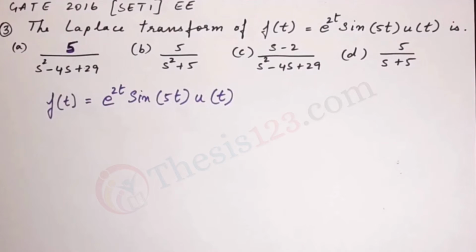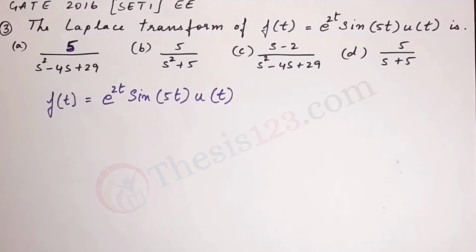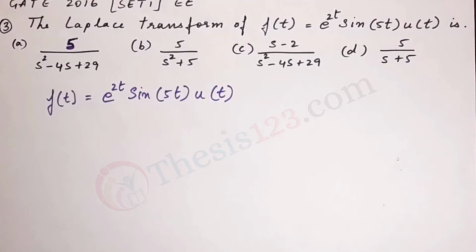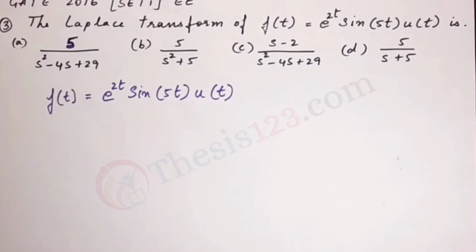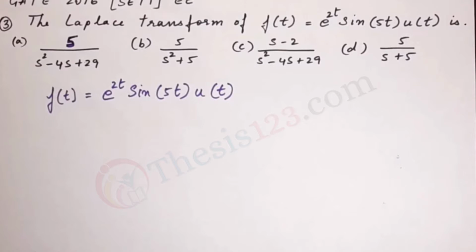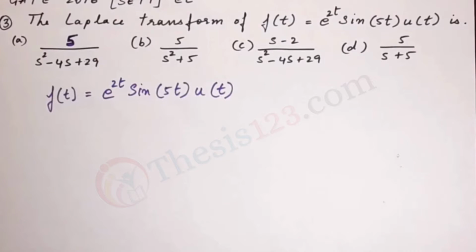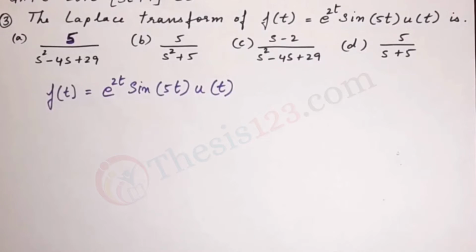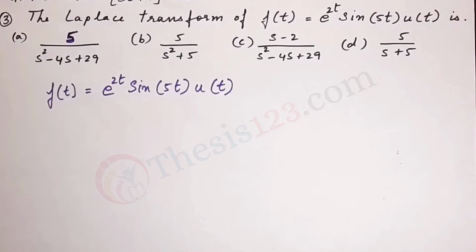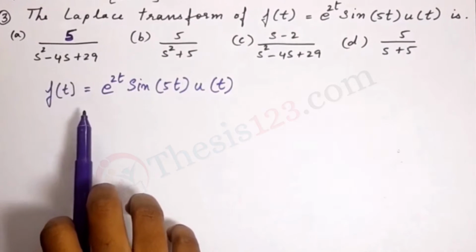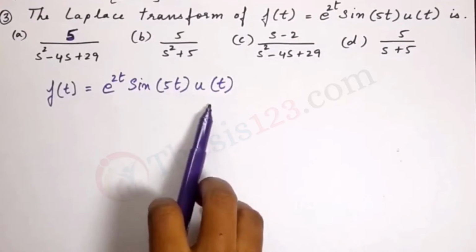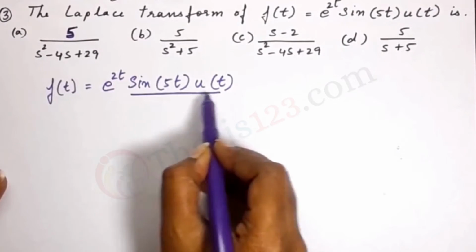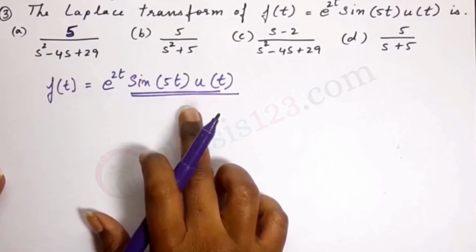Here's the third question. The Laplace transform of the function f of t is equal to e power 2t sine of 5t ut. Now this is a multiple choice question, so we have to be quite careful in choosing the right one. As soon as you see the Laplace transform, you should be familiar with the list of general formulas.